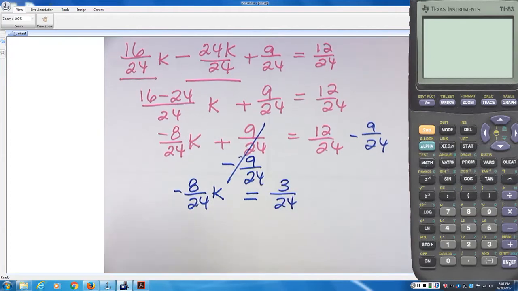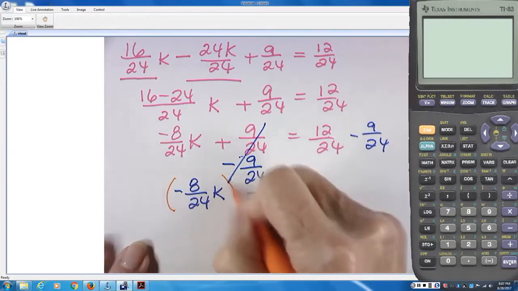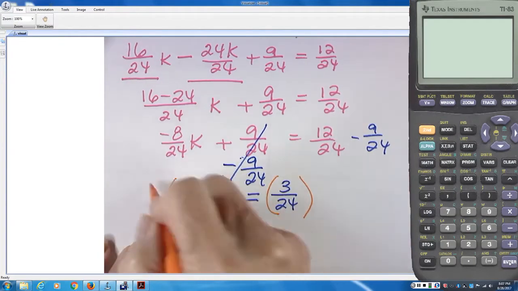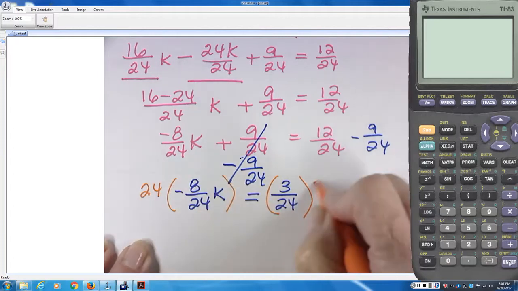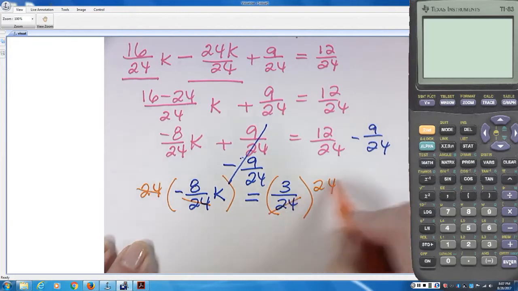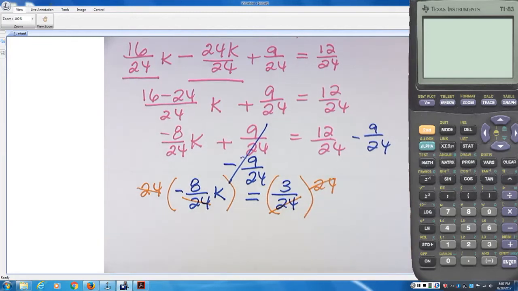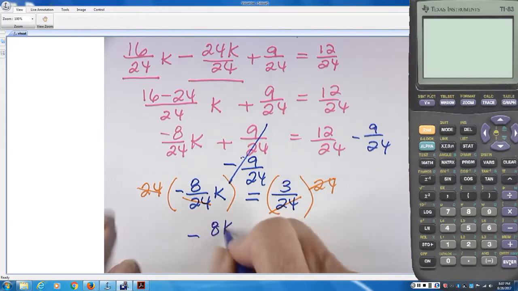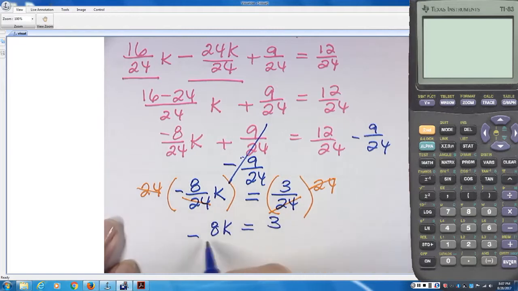Now there's a rule, which you're all aware of, that says you can multiply both sides of the equation by anything you want to. What would happen if I multiply this by 24? 24 cancels out 24, right? What do I have left? Negative 8k equals 3. So then you just divide both sides by negative 8, exactly. So k is equal to negative 3/8.